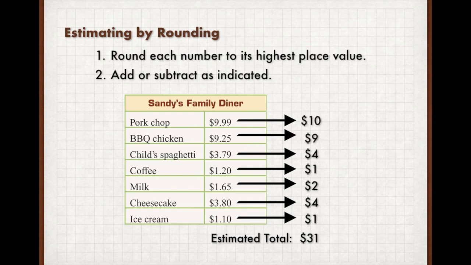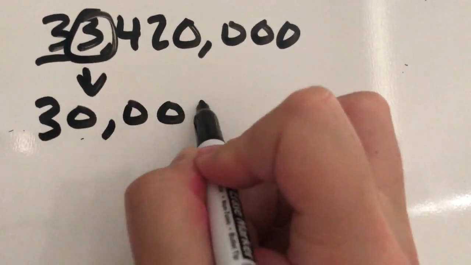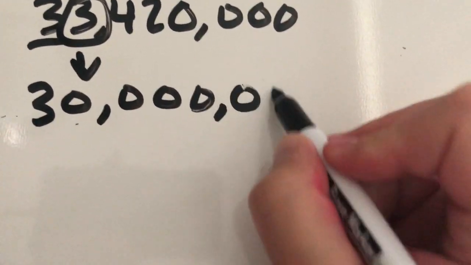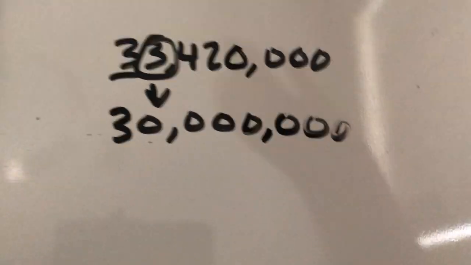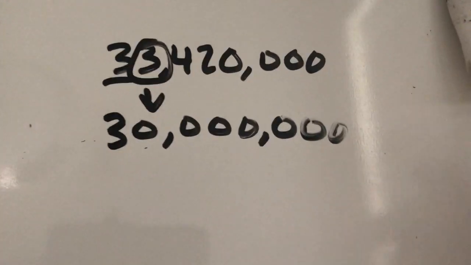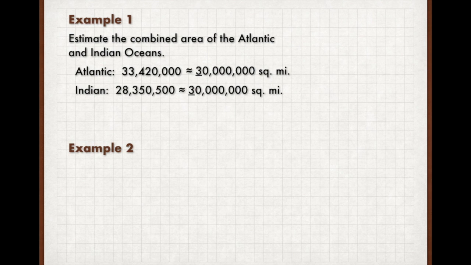Here I have monetary numbers. $9.99 is rounded up to 10. The first example, 33,420,000. I want to round the 10 millions place, so I would look at the millions place. It's a 3 to the left of the comma, so I would actually drop it down. I would let it rest. I would drop it down to the 0. So it would be now 30 million.